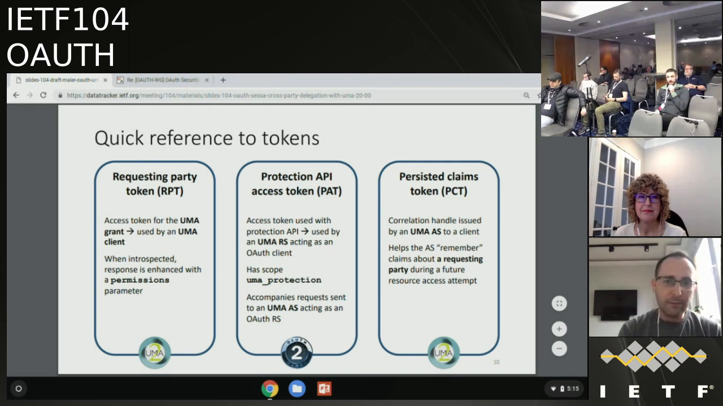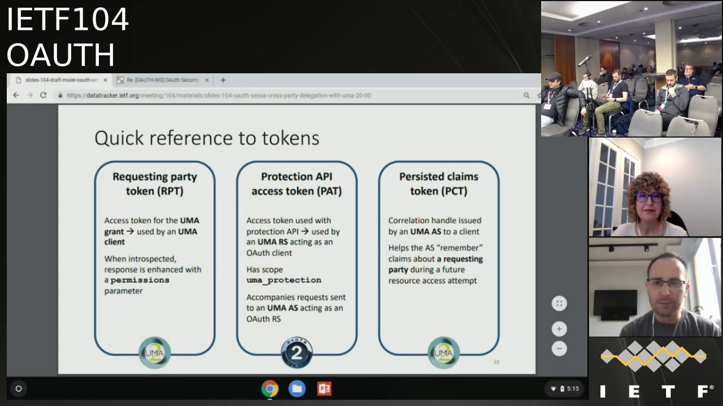So the RPT, that's the token that represents the permissions when a client tries to access a protected resource on the resource server. So this is the token that has to be in the request that is passed from the client to the resource server. And it has to have a set of permissions associated for the access to the protected resource to be successful.